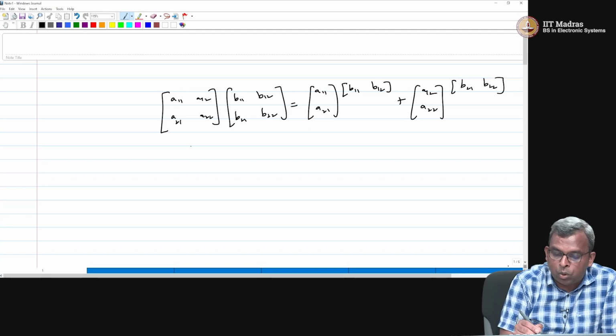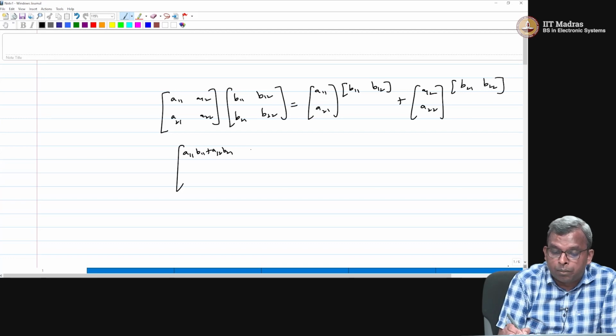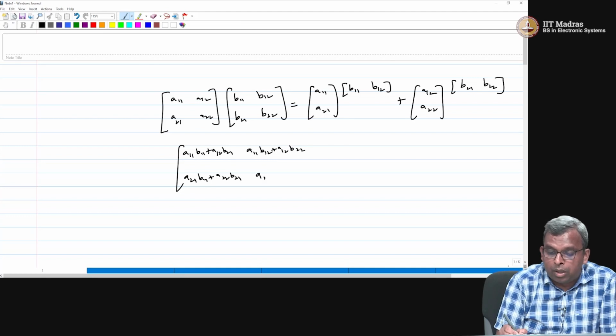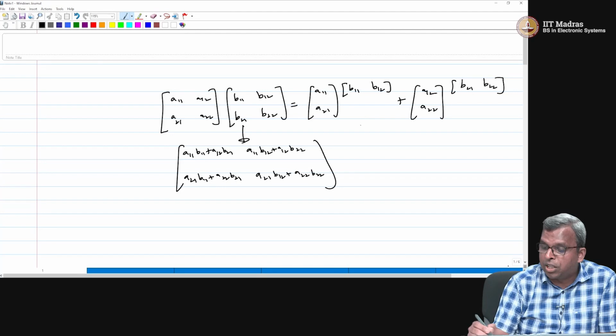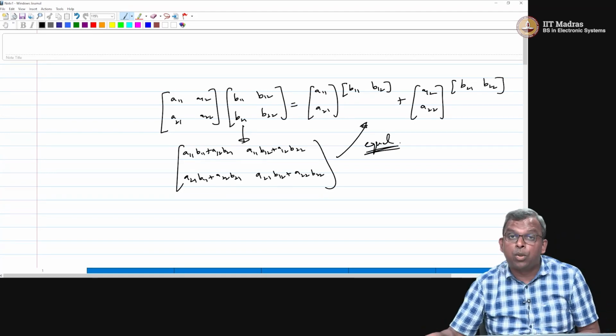So, if you multiply through, what is the usual way of multiplying if you do element wise multiplication? A11 B11 plus A12 B21, A11 B12 plus A12 B22, right? A21 B11 plus A22 B21, and then you have A21 B12 plus A22 B22. Right. So, this is your product of these two matrices. You actually multiply these two and check, and you will see these two are equal.